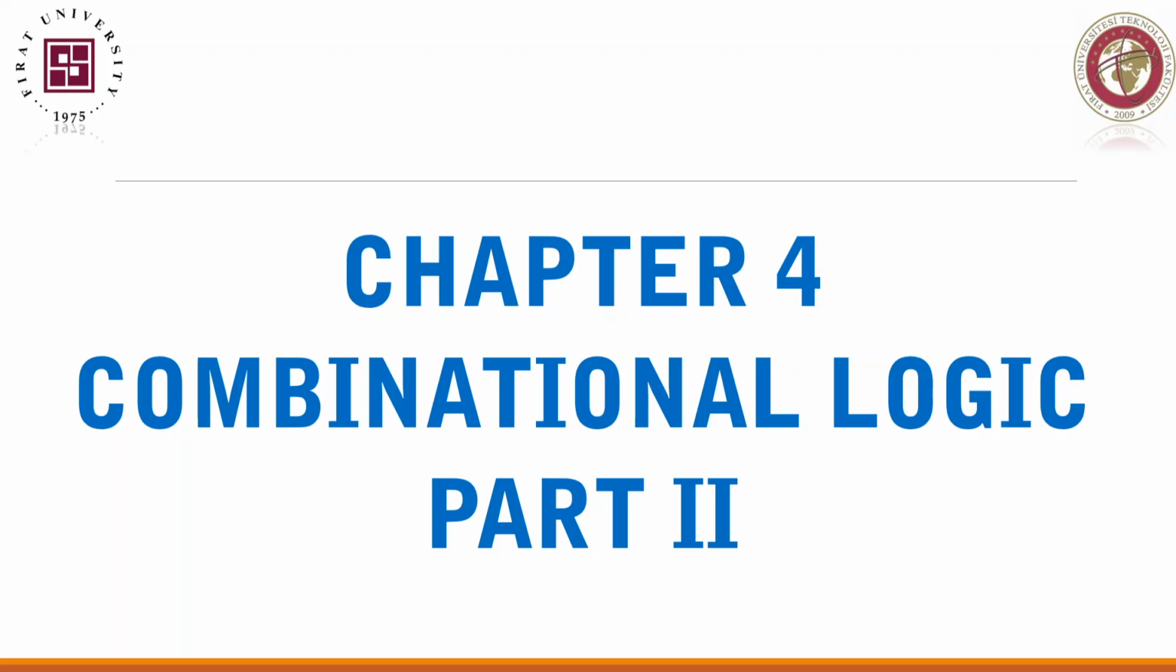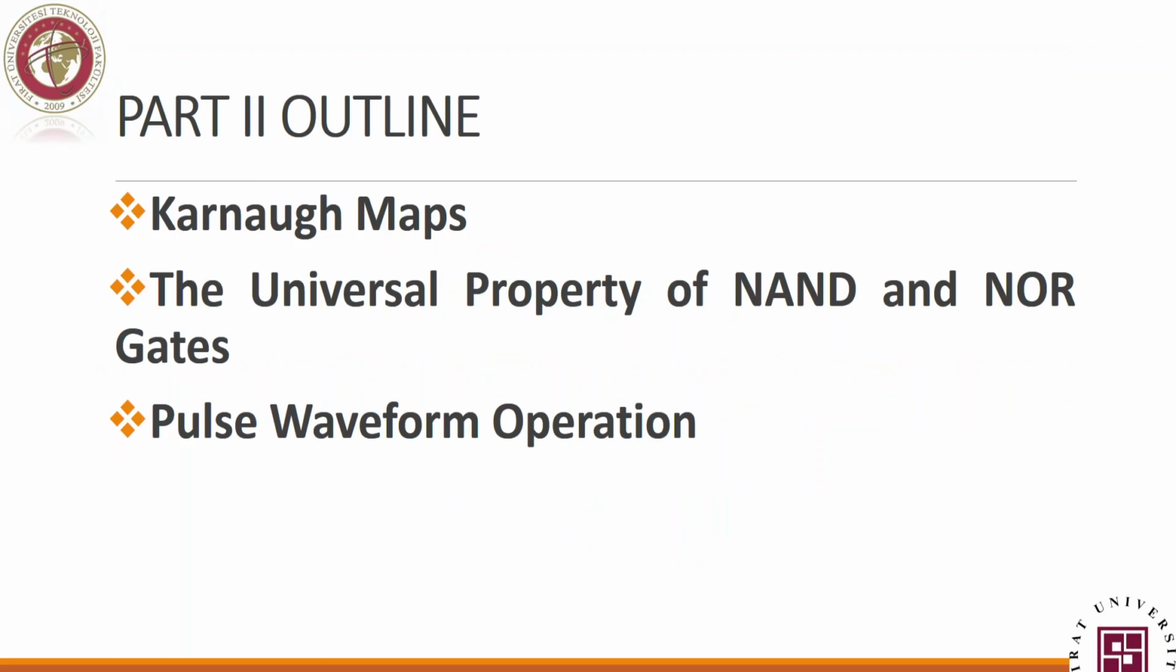In the previous part of this chapter we covered things related to logic expressions and minimum and maximum terms, and how to realize logic circuits by gates through expressions and so on. Today we will be discussing Karnaugh Maps, the universal property of NAND and NOR gates, and also the pulse waveform operations. And we will go through these thoroughly, specifically the Karnaugh Map.